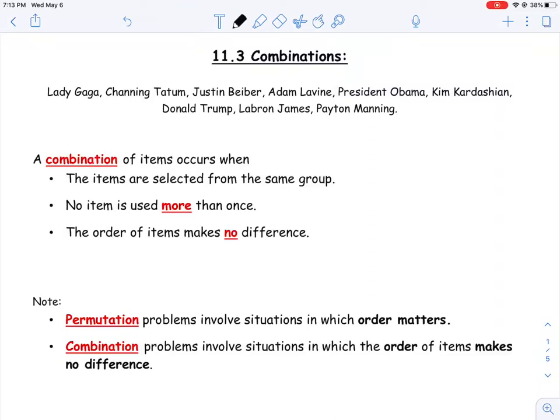Right, we're now in our third section of chapter 11, 11.3. We're going to talk today about combinations. Remember, in our last section we talked about permutations, where order does matter, and when you rearrange it, it gives you a different outcome. Today, though, we're going to talk about combinations, and combinations is when order does not matter.